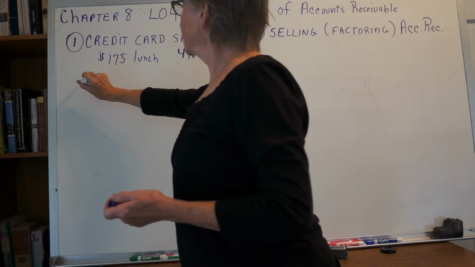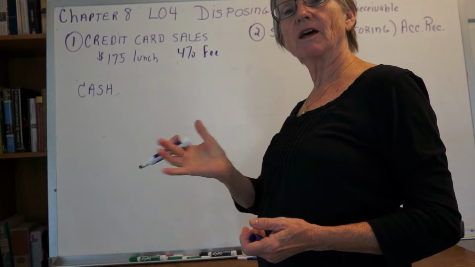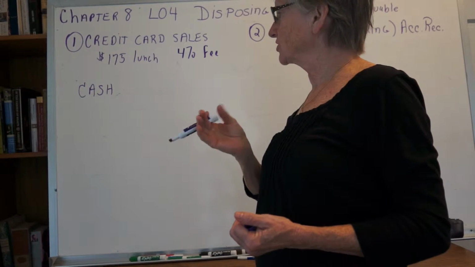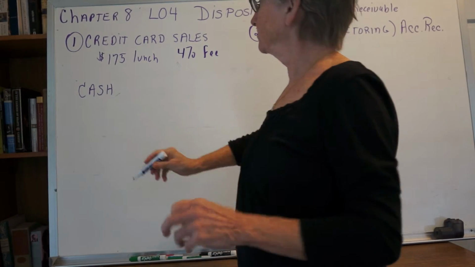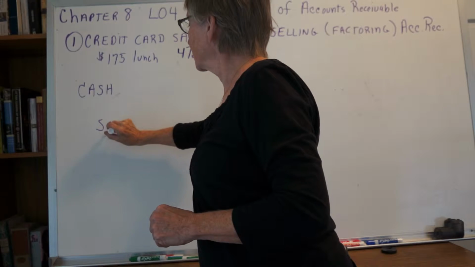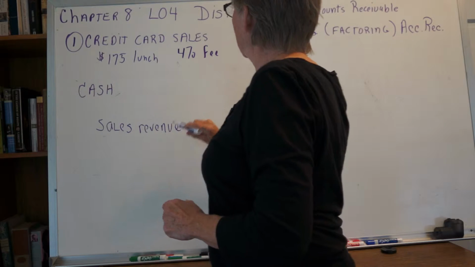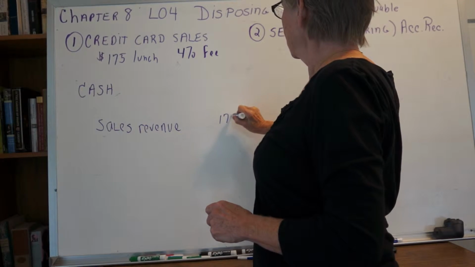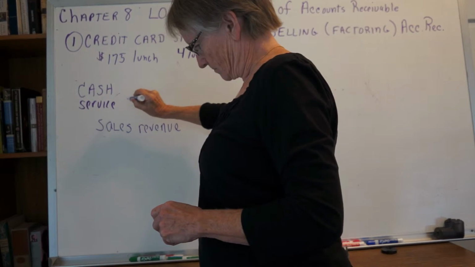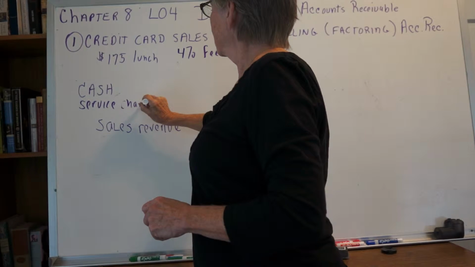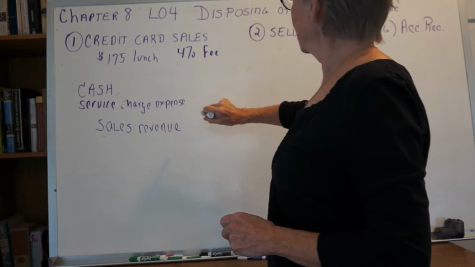Well, we're going to enter it simply as cash, because the credit card company, the minute we process that transaction, is going to credit our account with cash, but it's not going to be the full amount. And then we're also going to book our sales revenue. The sales revenue would be easy, that's the $175. But then we're going to have a service charge expense, because they are going to charge us for all the work they're going to do, and it's 4%.